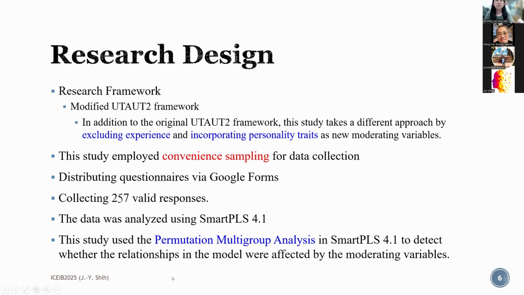And we want to evaluate the moderating effects of several factors. So we use the permutation multi-group analysis in Smart PLS 4.1 to detect whether the relationships in the model were affected by the moderating variables.